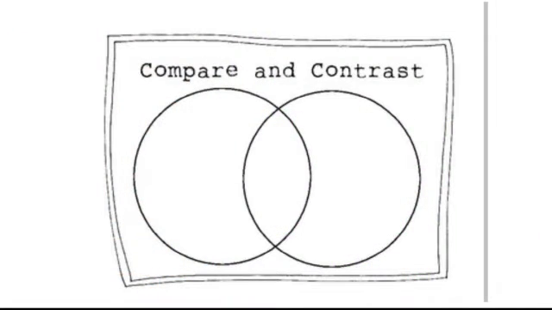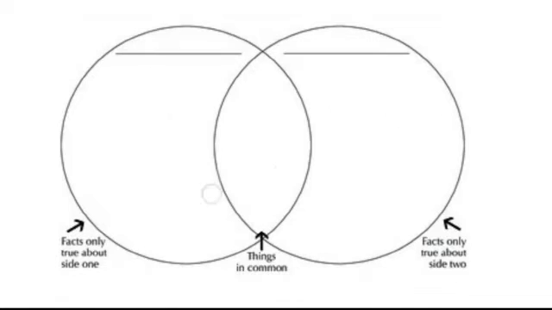Whenever you're asked to write a compare and contrast essay, the first thing to do, before anything, is to draw a draft. This diagram is called a Venn diagram. Two circles that overlap to show the differences and similarities of two things. Each circle represents a topic. The overlapping part represents the things in common, the similarities, and the other two parts represent the facts about each item we're talking about. We call it differences.